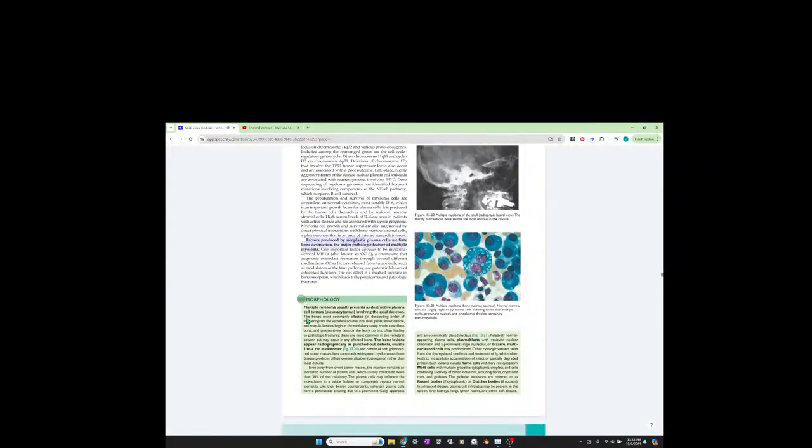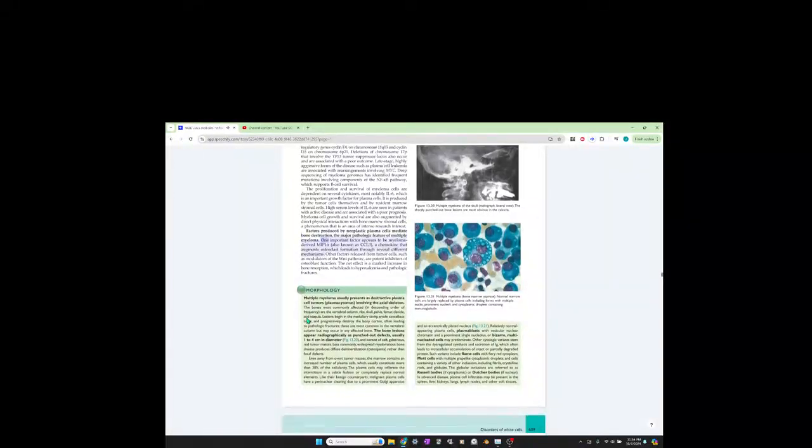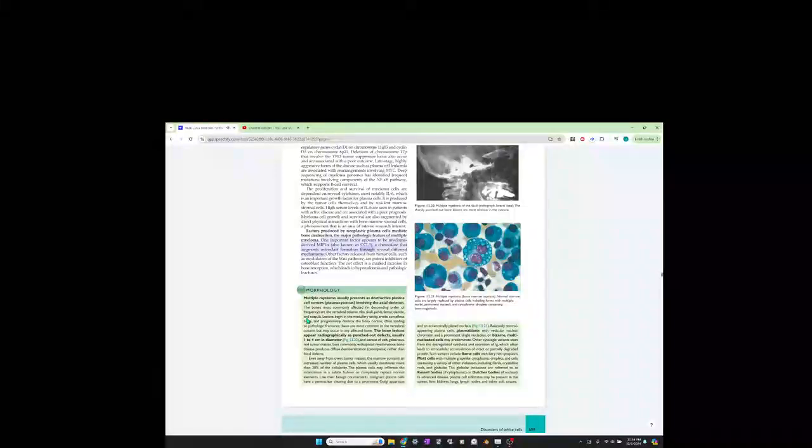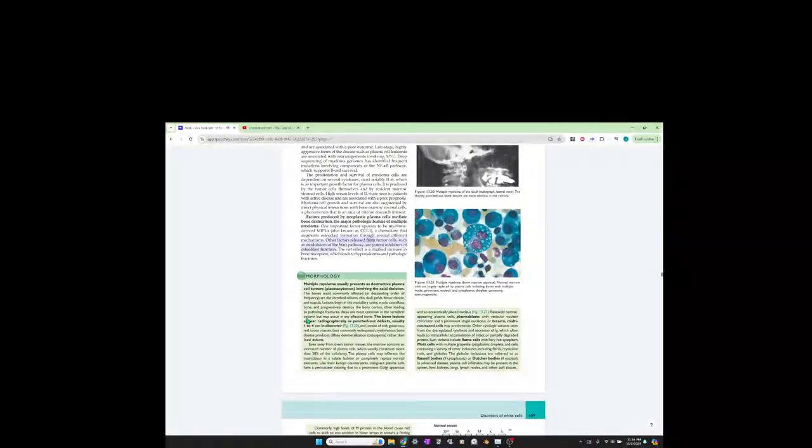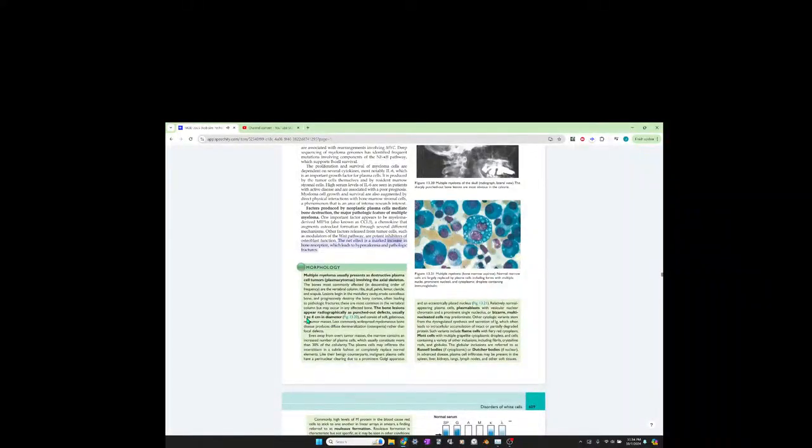Factors produced by neoplastic plasma cells mediate bone destruction, the major pathologic feature of multiple myeloma. One important factor appears to be myeloma-derived MIP-1α, a chemokine that augments osteoclast formation through several different mechanisms. Other factors released from tumor cells, such as modulators of the WNT pathway, are potent inhibitors of osteoblast function. The net effect is a marked increase in bone resorption, which leads to hypercalcemia and pathologic fractures.